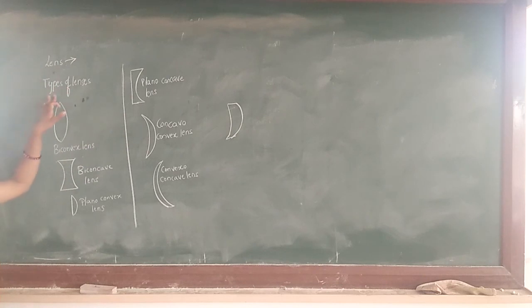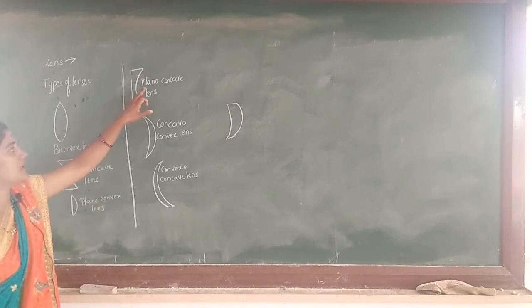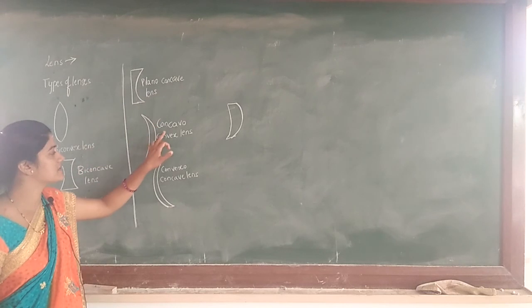Now next we have to study the types of lenses. There are so many types of lenses. Just we are considering, this we are calling the biconvex lens. The other one is the biconcave lens. Other one, plano-convex lens. Next one, plano-concave lens. Next, concave.